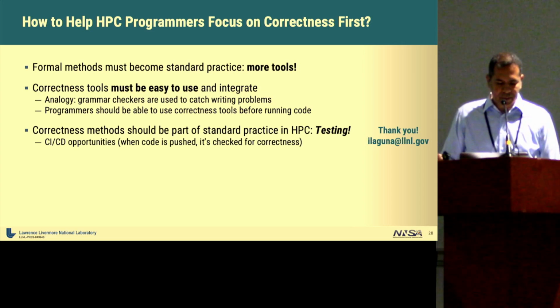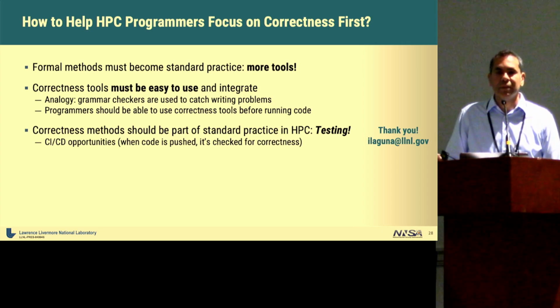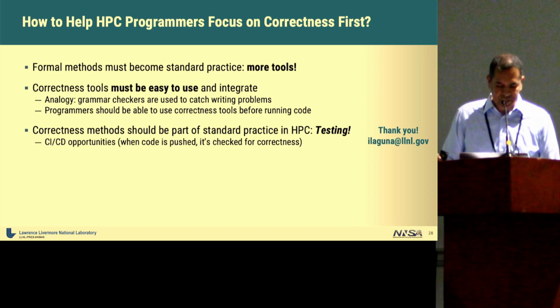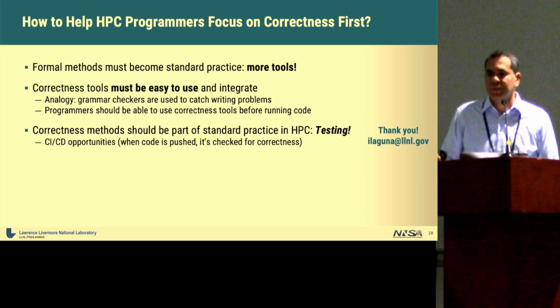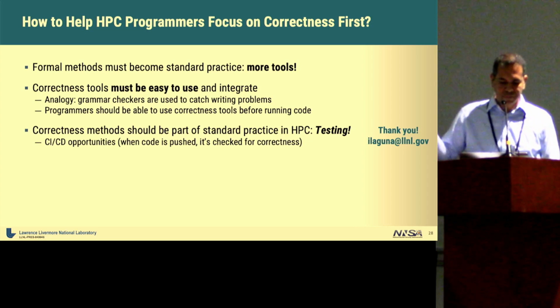Correctness methods should be part of standard practice in HPC. I believe that, and the standard practice, as I said, is testing. So we should think about how we can help them do better in testing in general. And we have opportunities in the CI area where we can check for correctness as we push code into GitHub.